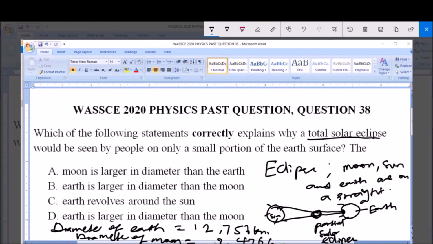Now the answer to this question, from what I just explained, is option D. Earth is larger in diameter than the moon, and this is the answer, because in a solar eclipse the moon stands between the sun and the earth, and because of the larger diameter of the earth than the moon, only a small portion of the earth is actually affected by this total solar eclipse, but the other parts might experience a partial solar eclipse or no eclipse at all. So option D is the answer to this question.